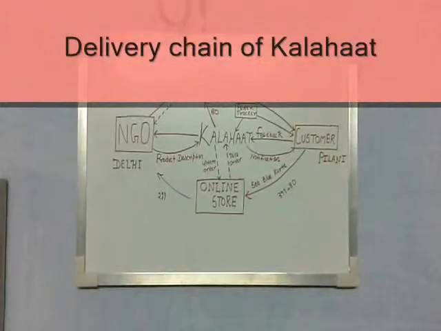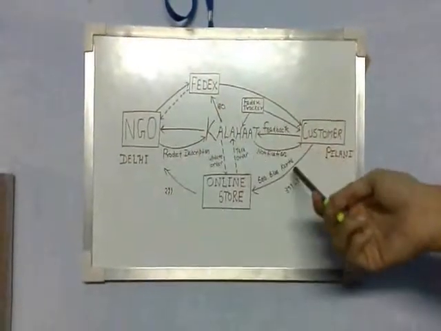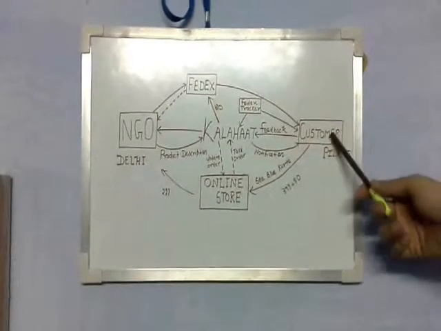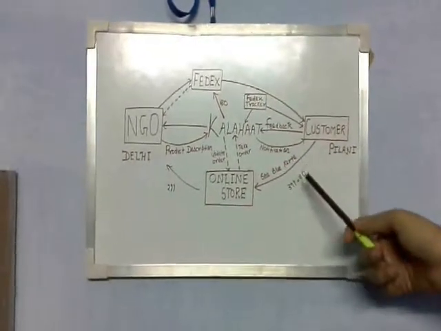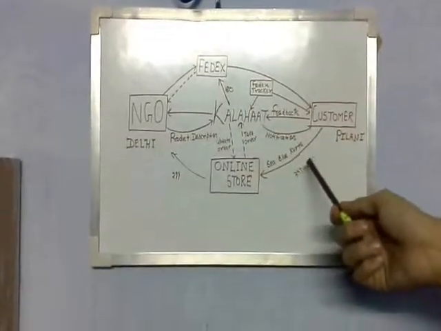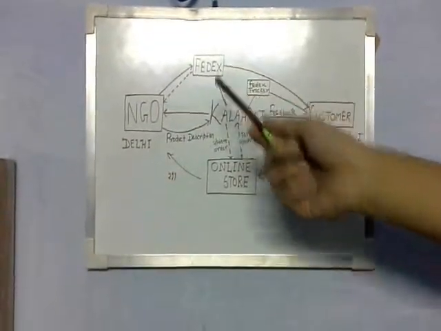And the chain of Kalahart. For example, the NGO lists a product named Sea Blue Kurta on Kalahart. Kalahart lists it on the online store. The customer sees the product on the online store and orders it. Upon receiving the order, Kalahart tells the NGO that an order for Sea Blue Kurta has been placed. The NGO places an order to FedEx.